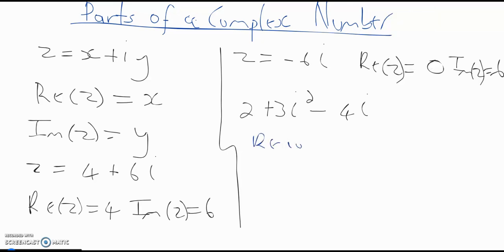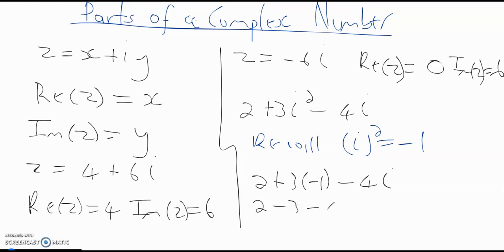Recall, earlier we had said that i squared is equal to negative 1. So this actually becomes 2 plus 3 times negative 1 minus 4i. So you can see here that the 3i squared is actually a part of the real part, because when you simplify that, it becomes real. So what we have here is 2 minus 3 minus 4i, which becomes negative 1 minus 4i. So the real part is equal to negative 1, and the imaginary part is equal to negative 4.